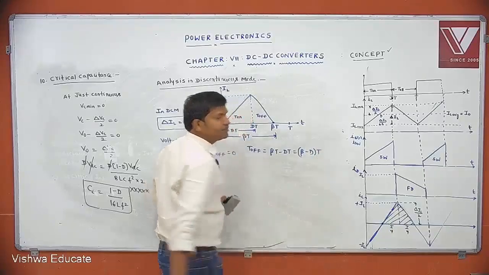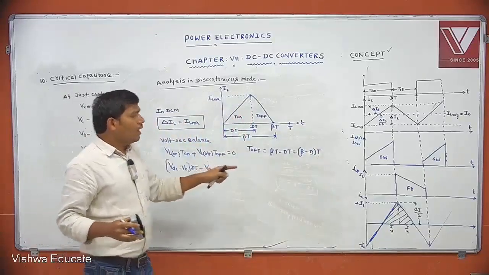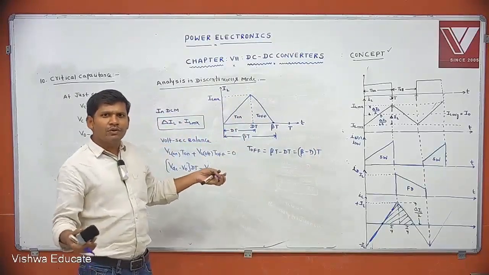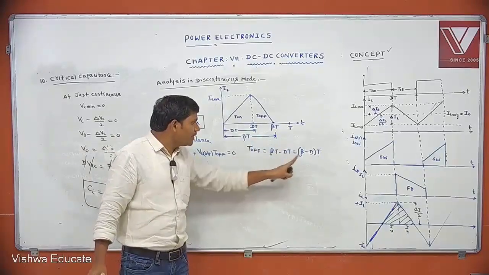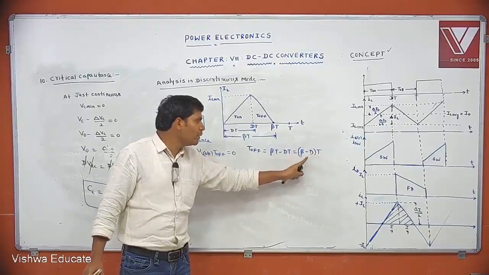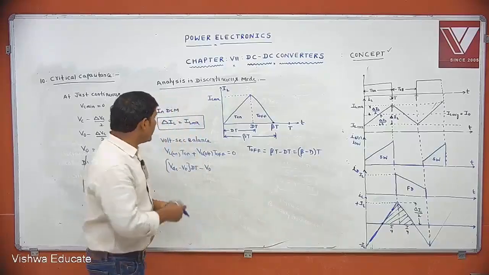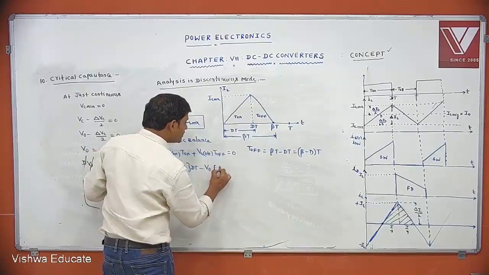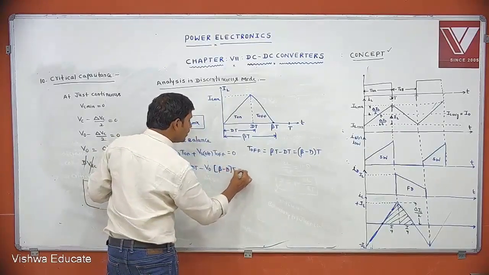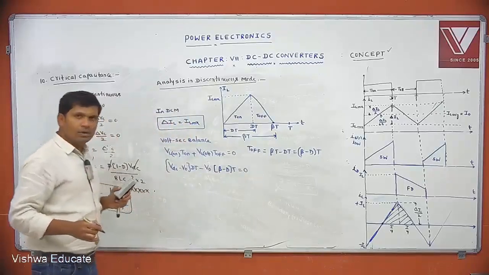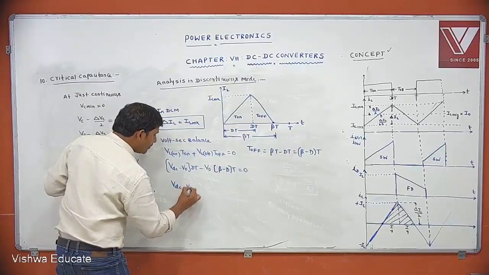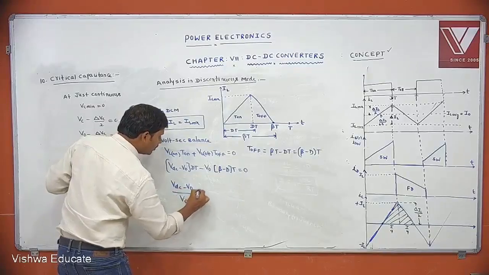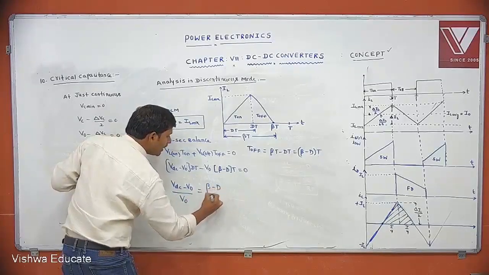Beta is the fraction of the duty cycle at which the current is 0. In this case, T off is not 1 minus d into T. T off equals beta minus d into T. Substitute here: beta minus d into T is equal to 0. Shall we write like this? VDC minus V0 by V0 equals beta minus d by d.